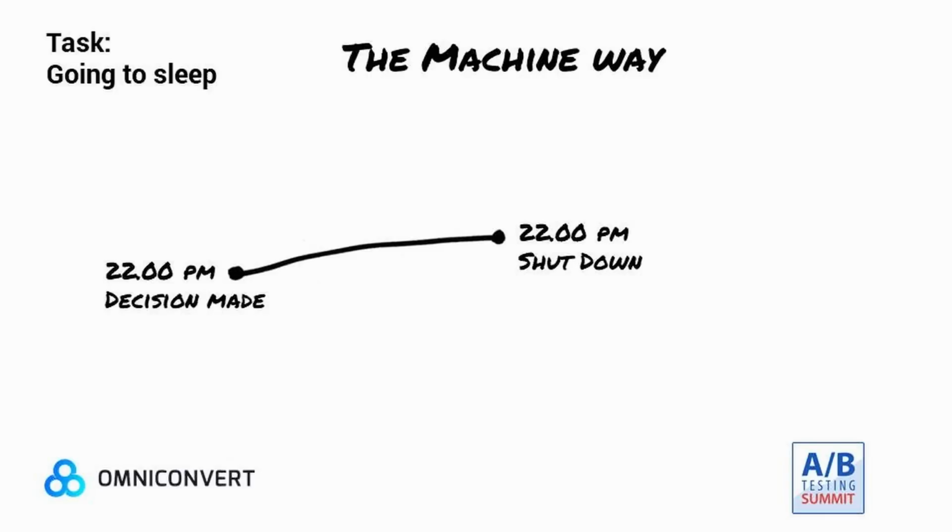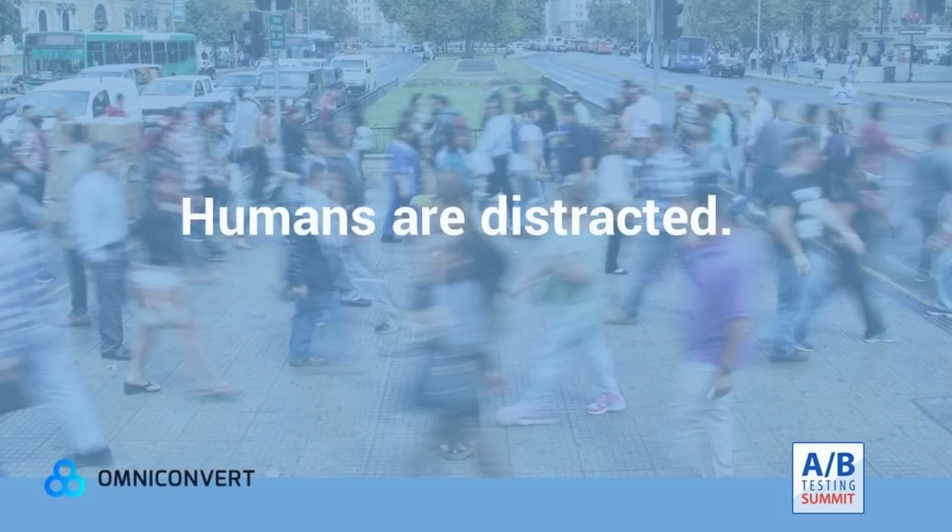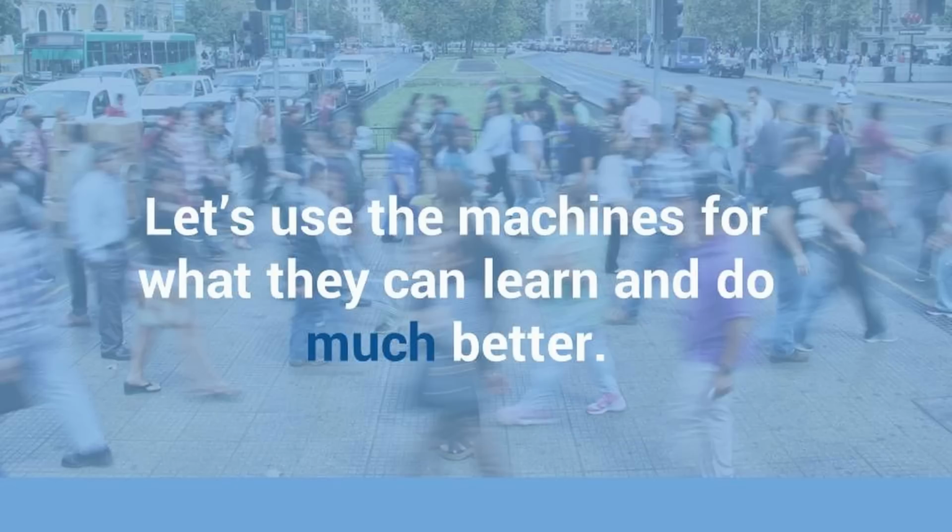But let's see how the machines are doing the same task. If the instruction is go to sleep at 10 p.m., at 10 p.m. the system shuts down. Pretty simple, right? So for this kind of stuff where the objective is clear, let's say more revenue per visitor, and if the attributes and the events and the variables are connected into a neural network, then the system will be much more persuasive.